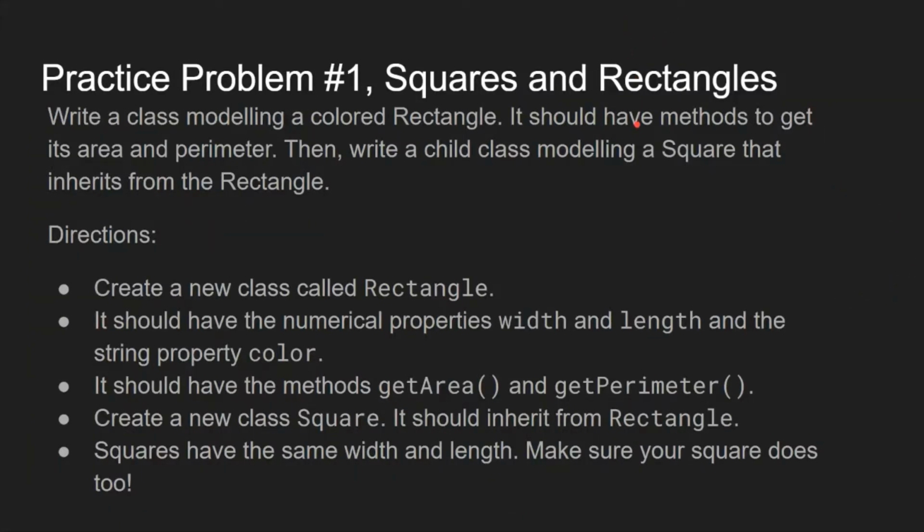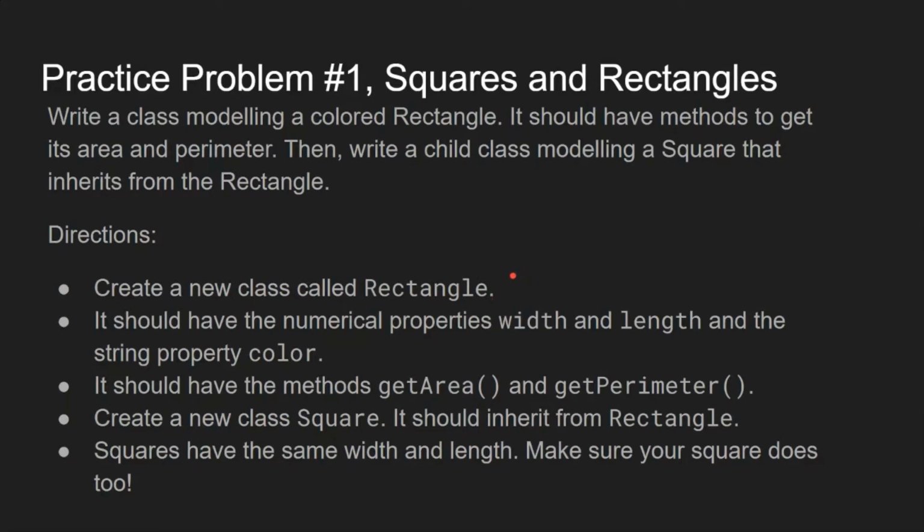All right, so practice problem number 1: squares and rectangles. I want you to write a class modeling a colored rectangle, a rectangle with a color. It should have methods to calculate its area and perimeter. After you're done with that, I want you to write a child class that inherits from rectangle that models a square.